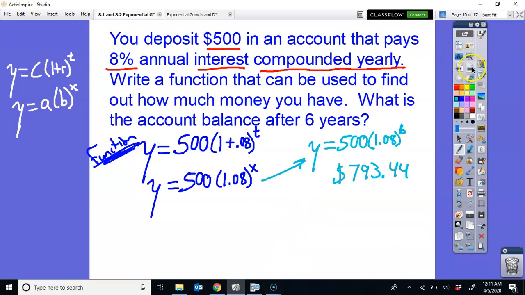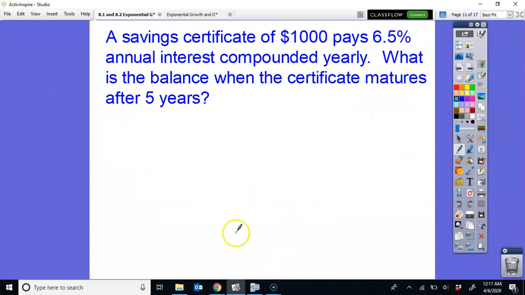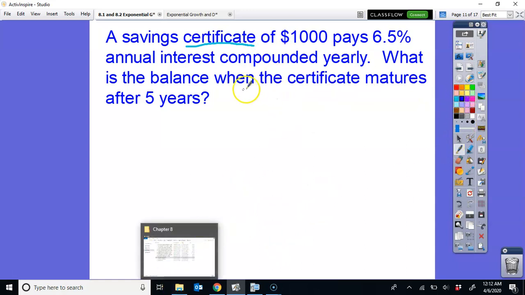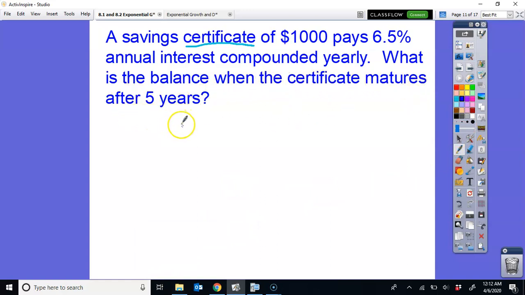So let's do another example of exponential growth. A savings certificate of $1,000 pays 6.5% annual interest compounded yearly. A savings certificate is basically the same idea as a savings account, but a certificate usually has what is called a maturity date, meaning there's an amount of time that you have to leave your money in the account. So this says, what is the balance when the certificate matures after 5 years? Like I said, there's usually a date called a maturity date. You have to leave your money in, which is a good thing. Remember what we said, patience is the key with a bank account.